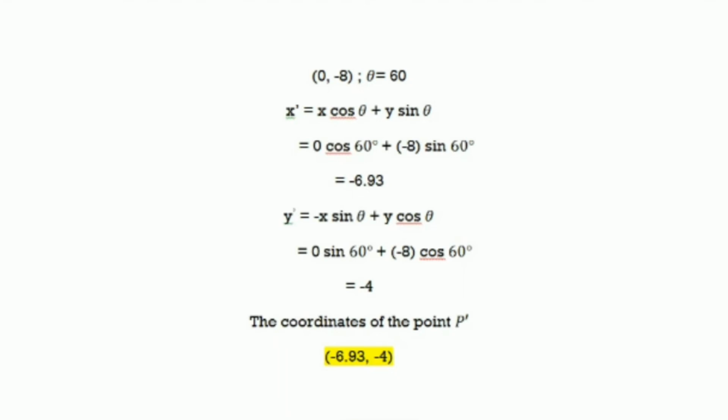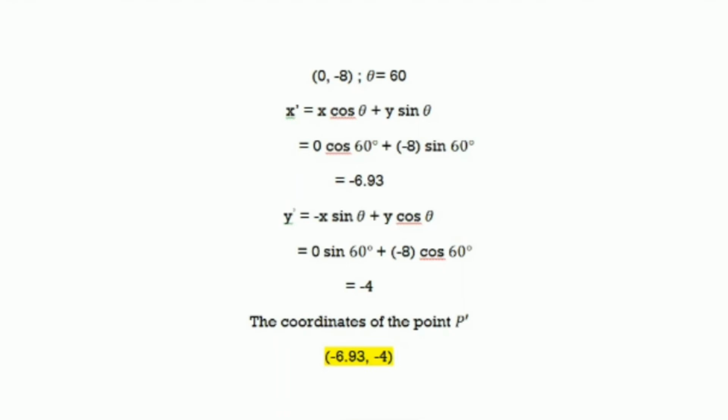So x prime is equal to x cos theta plus y sine theta for the abscissa, and y prime is equal to negative x sine theta plus y cosine theta for the ordinate. So, substitute lang natin yung given dun sa formula. So, for the coordinate 0, negative 8, ang ating x doon is yung 0. Then, yung y is yung negative 8. So, substitute natin, kaya naging 0 cosine, then yung given degree angle na 60 degrees, plus negative 8 sine 60 degrees. Our answer will be negative 6.93.